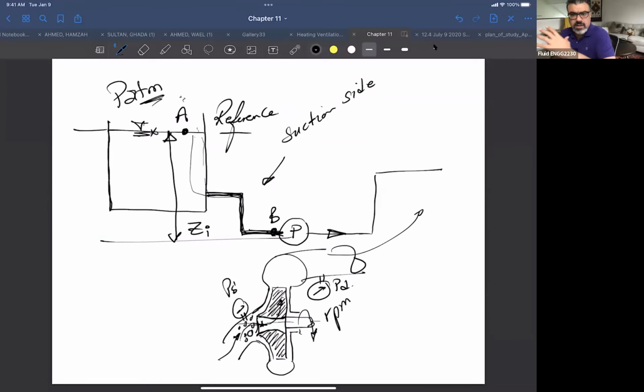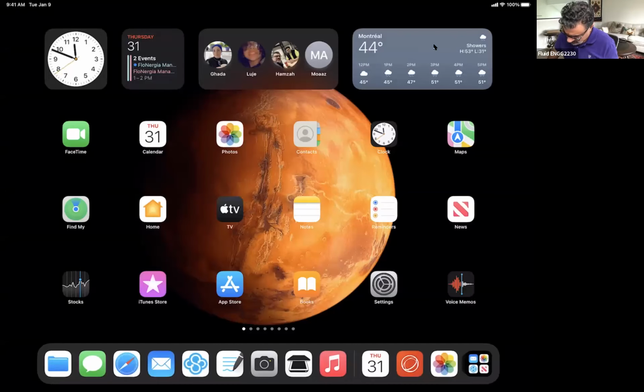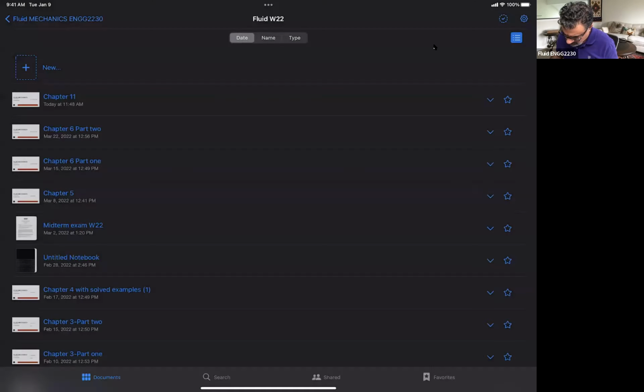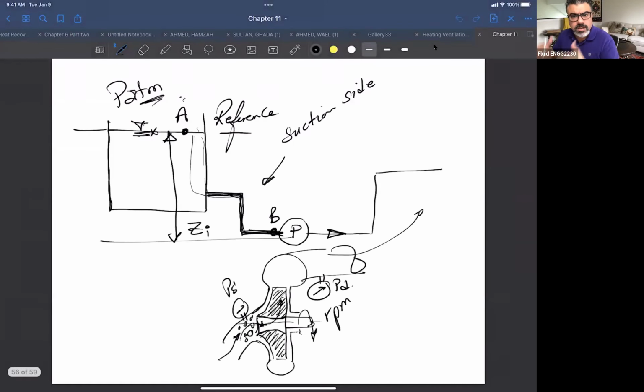the pressure keeps reducing to reach the vapor pressure. So in this case, the value for the pressure at this location will be enough to evaporate the fluid. So the fluid will evaporate, bubbles will form, and then what happens in this case?